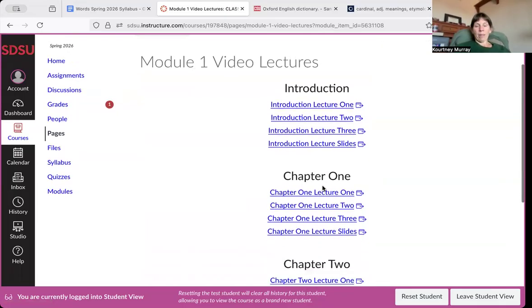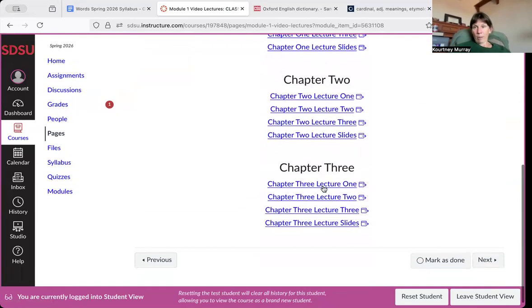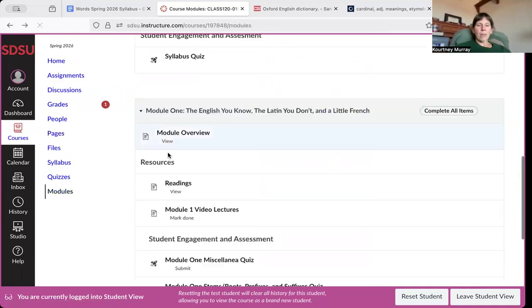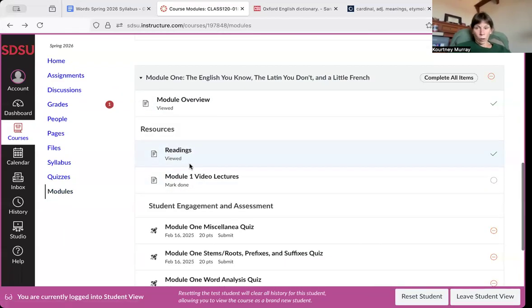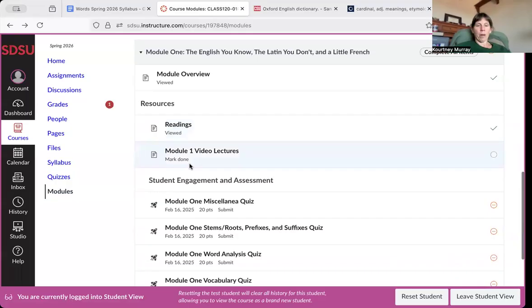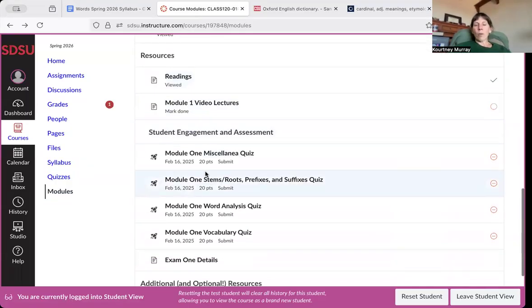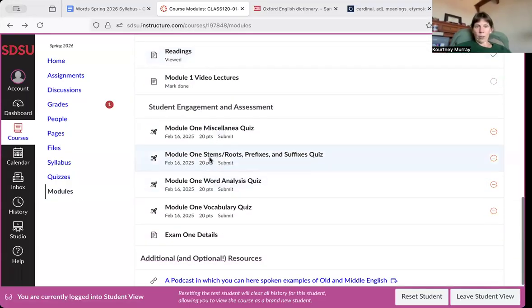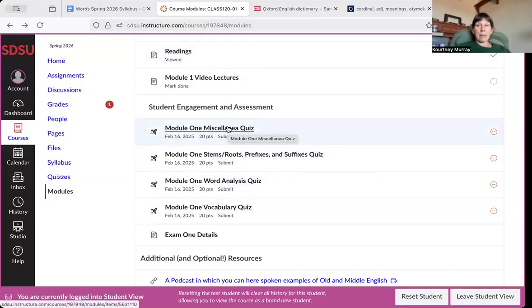And so here we have introduction, chapters 1, 2, and 3. This will be exactly the same for every other module. We'll just proceed through the book. And yeah, so those are our resources. You will find them in every module. And then here are where all the quizzes will be. So each module will have a miscellanea quiz, which is basically just about random stuff, like theory stuff or whatever that was covered in the lectures.